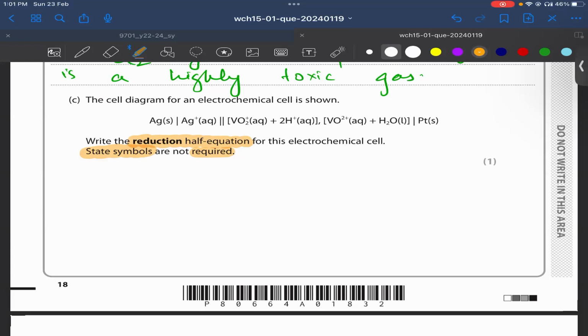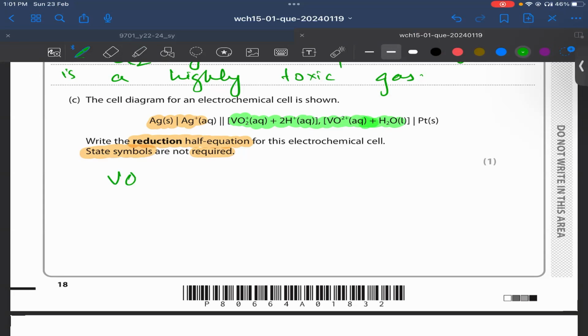The reduction half equation would be the one on the right side, because the first one will be the oxidation one, and this is the reduction one.